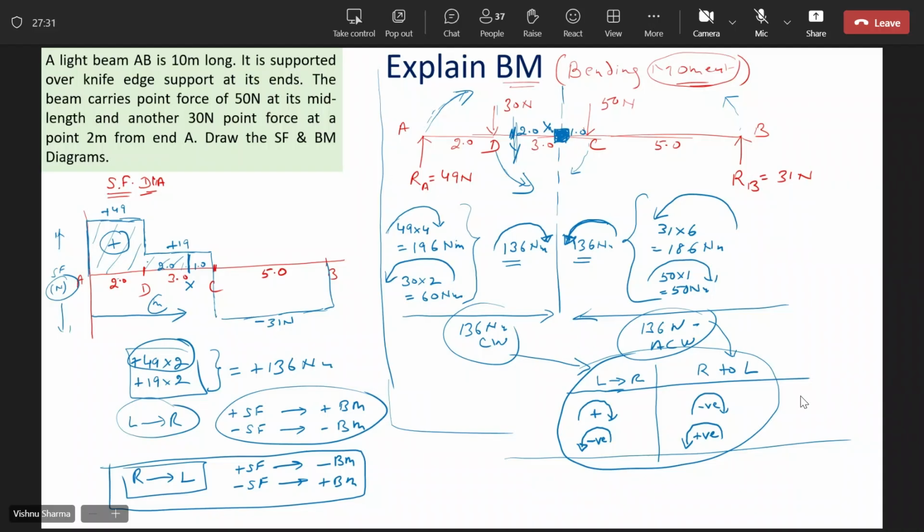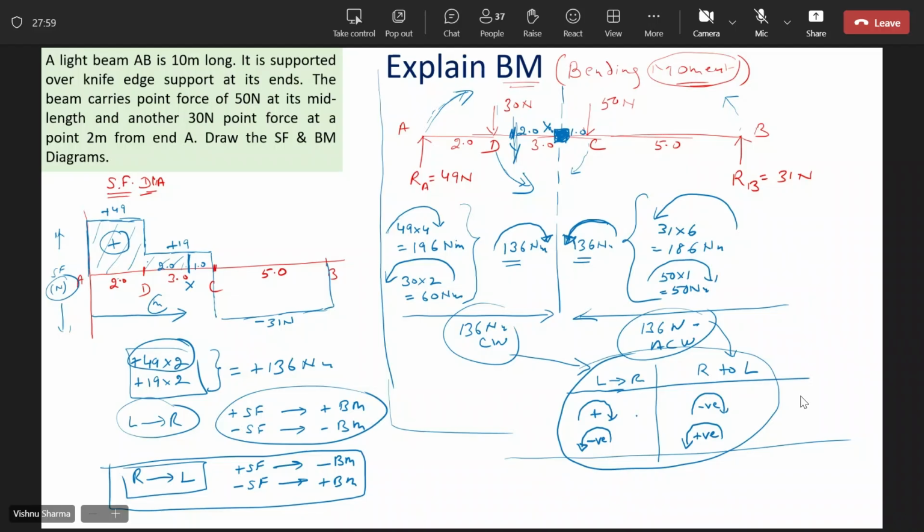Correct, class? Yes, sir. Okay. So normally we will use the SF diagram, and that is why I was saying that if your SF diagram is wrong, then your BM diagram cannot be correct. And therefore, the SF diagram is where we spent the full session yesterday before bringing in BM today.